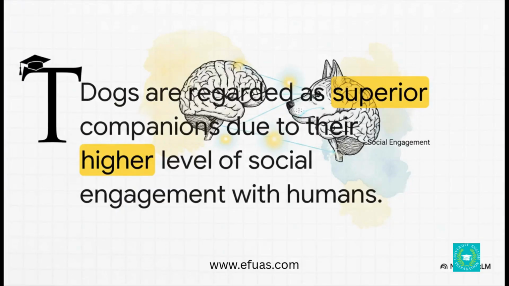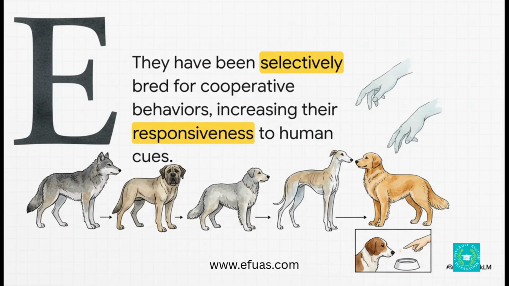First up, the academic topic sentence. It sounds a little more formal, of course, but its job is exactly the same. State one clear point. In this case, it's that dogs are seen as great companions because of their higher level of social engagement with humans. Next, the academic explanation. It builds on our topic sentence by giving it some deeper context. Dogs have been selectively bred for cooperative behaviors, which has increased their responsiveness to human social cues. So you see, it explains the why behind their social engagement.